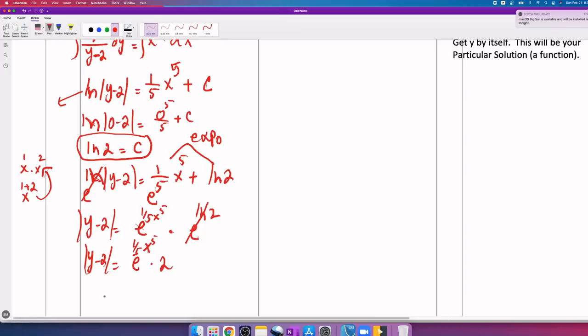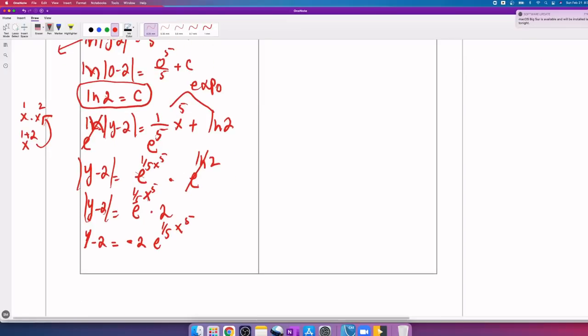They cancel out already. Now, how do I make everything else change? How do I get this out from the absolute? So if I take this out from the absolute, like y minus 2, make sure that you have a negative here. Negative 2 e^(1/5 x^5). And I'm going to have another one. Absolute gives you two things, positive and negative. Another one, or we can say y minus 2 equals positive 2 e^(1/5 x^5).